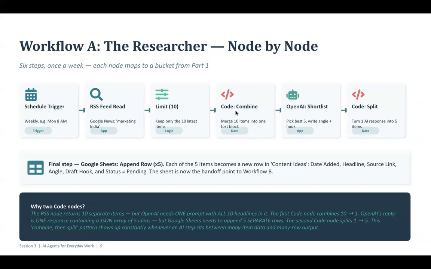Then we have a small code block. This just combines the items from limit into one text block, and I'll show you how. You need a little bit of JavaScript here, but again, you can just use the AI assistant. Then we have OpenAI that will shortlist your ideas and then write the angle and the hook. Then we have a code split that'll turn one AI response into maybe 5 items or whatever you think is necessary.